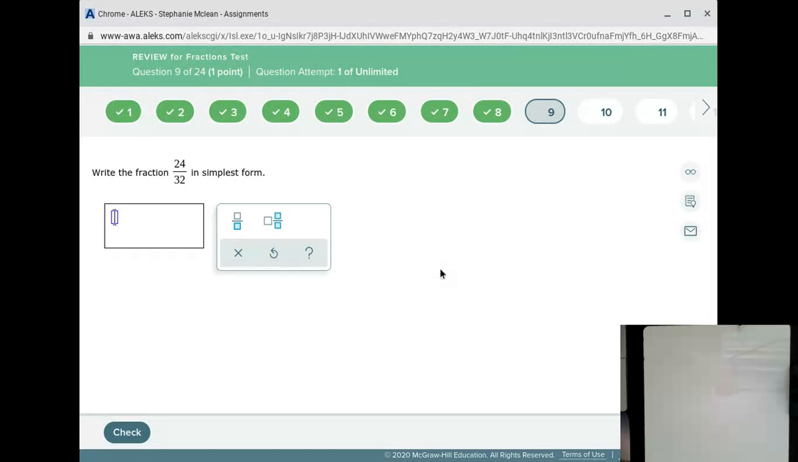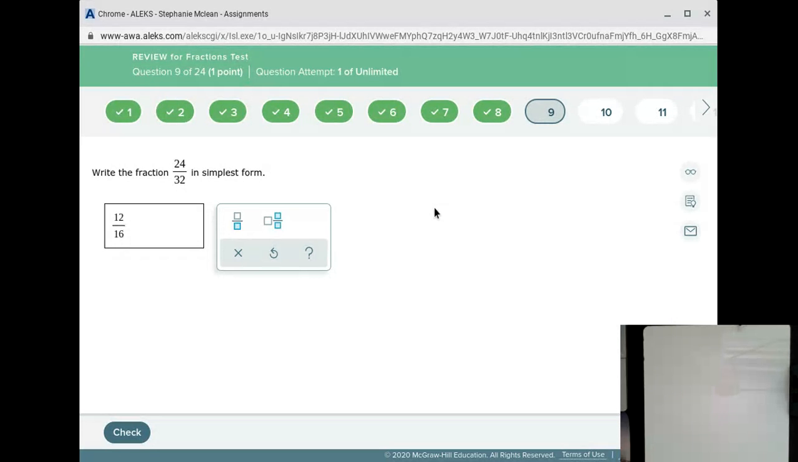Write the fraction 24/32 in simplest form. Okay, I know that 24 is divisible by 3, so I'm going to see if 32 is divisible by 3. It is not. So 32, I know, is divisible by 2, so I'm going to start there. 24 divided by 2 is 12, and 32 divided by 2 is 16.